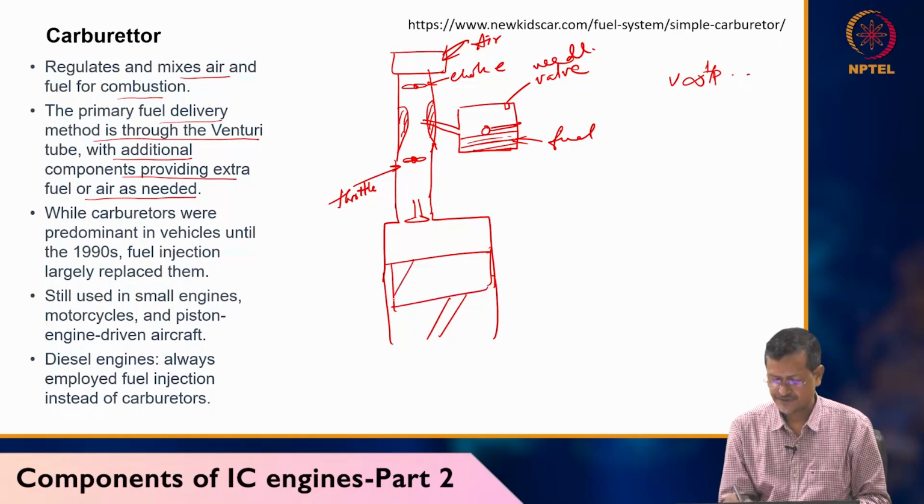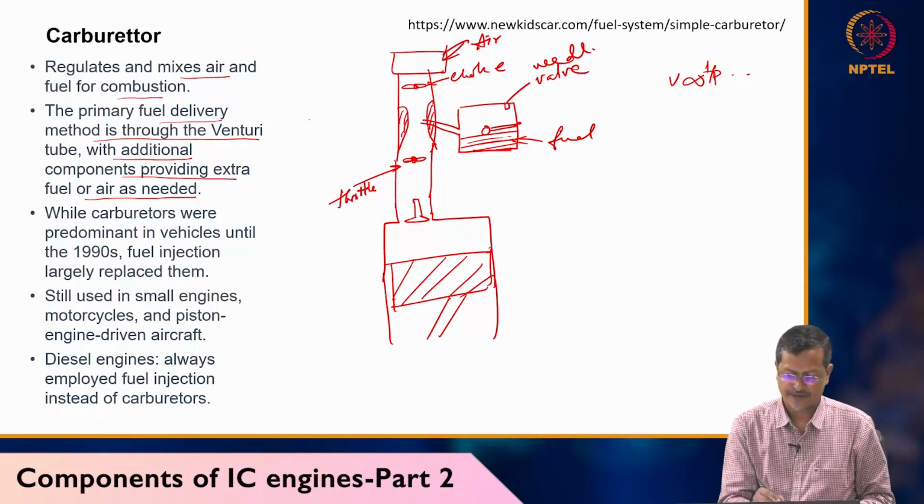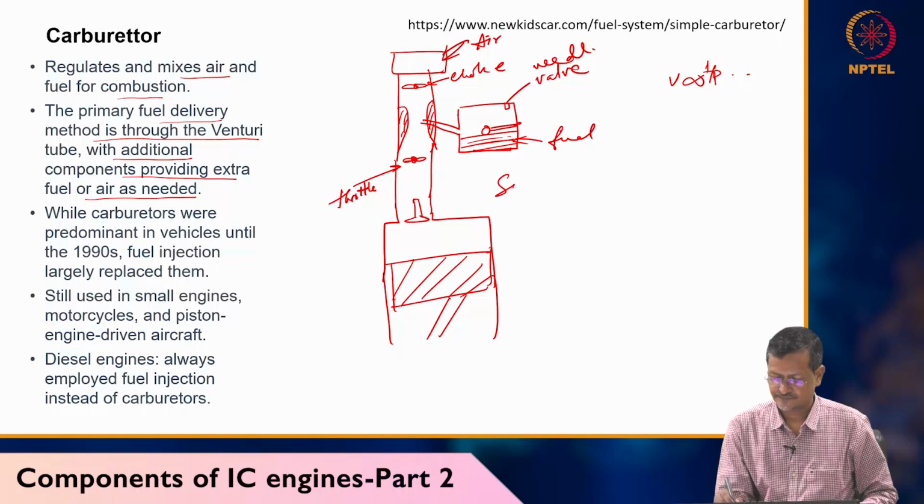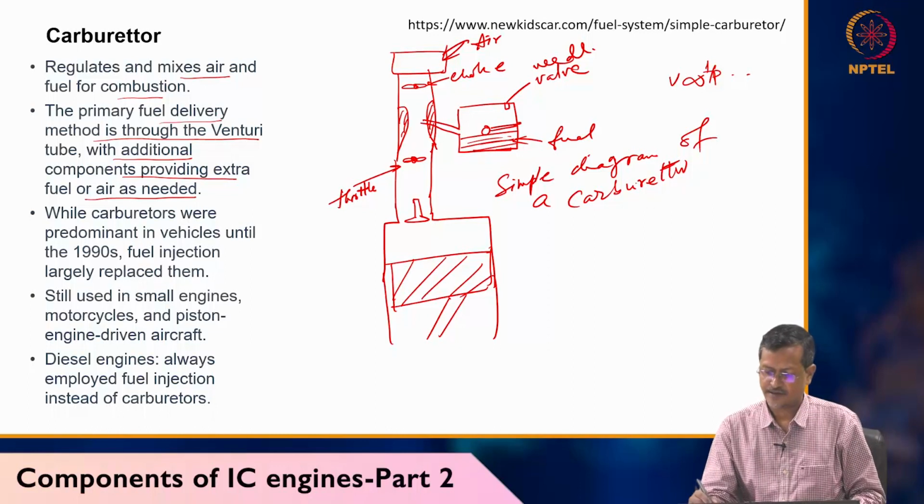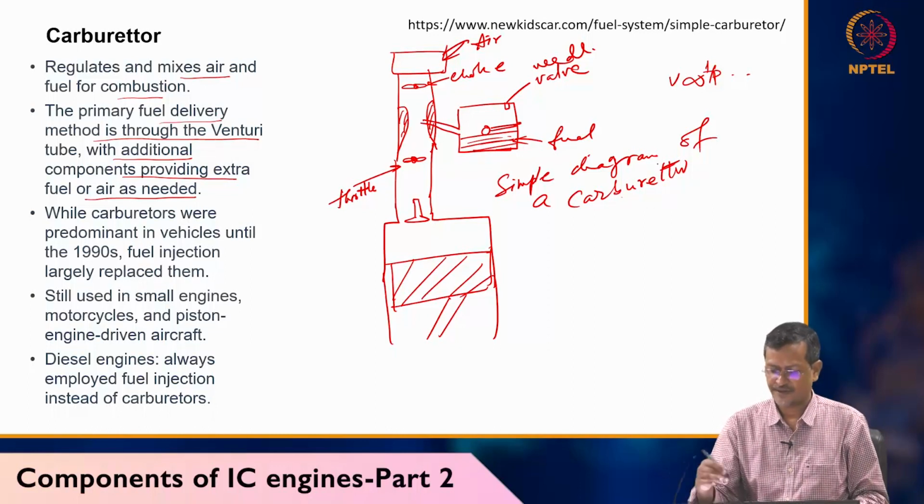This is a piston, again I am saying. So this is basically the simple carburetor diagram. I think the British and American spelling is different; with TER also, and single T also.